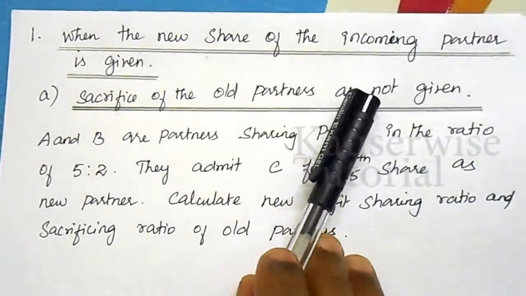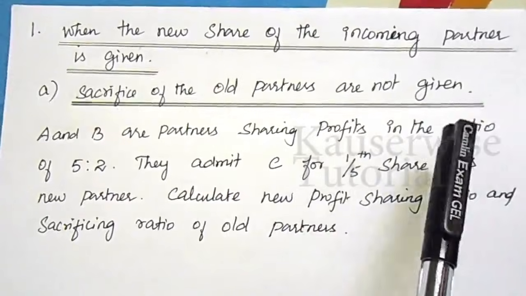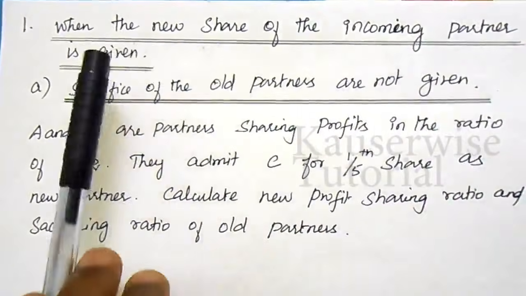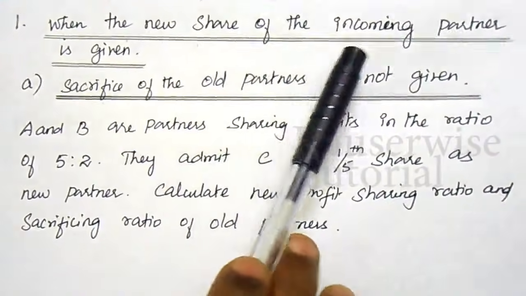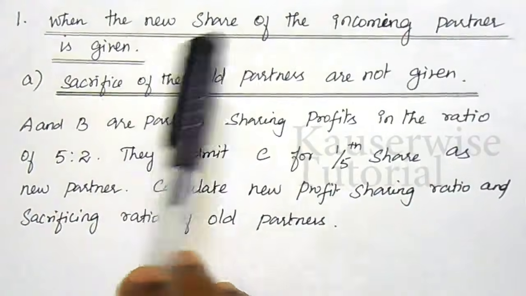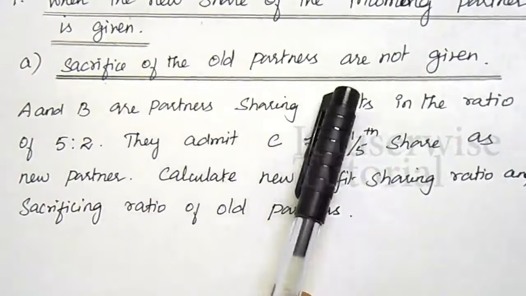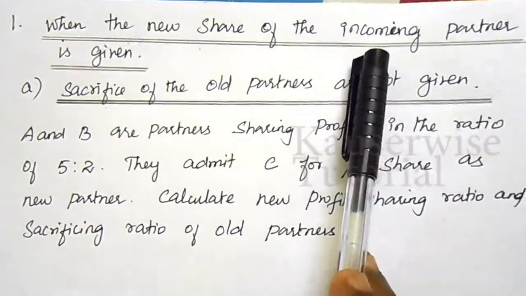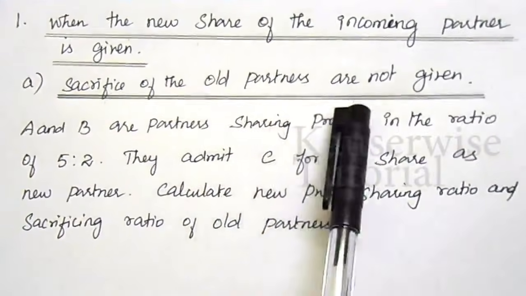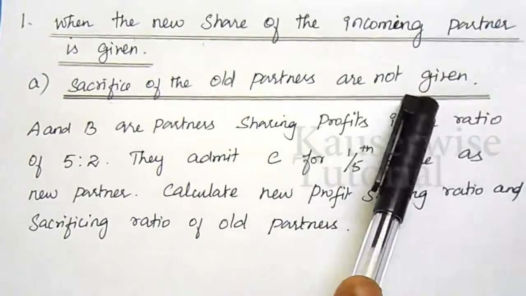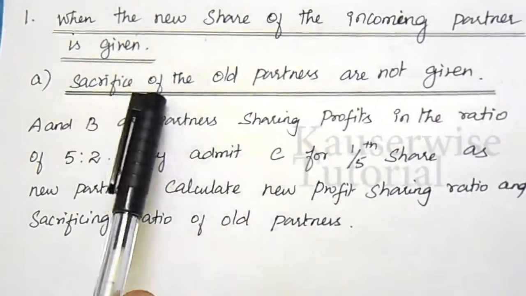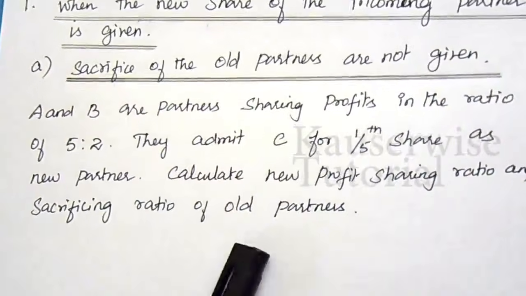See the first scenario for calculation of new profit sharing ratio and sacrificing ratio. The first scenario is when the new share of the incoming partner is given, and the sacrifice of the old partners is not given. So the incoming partner's share will be given in the problem, and the sacrifice of old partners is not given. In such case, the old partners' old ratio will be the sacrificing ratio. So look at the problem.